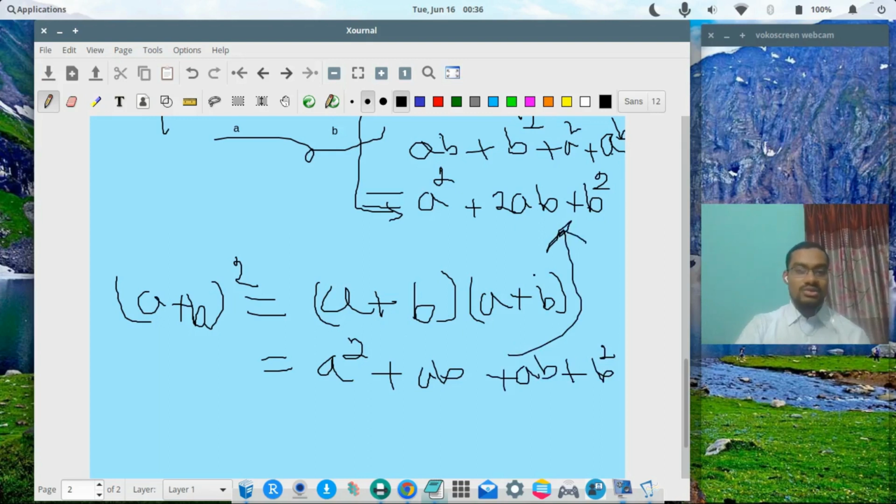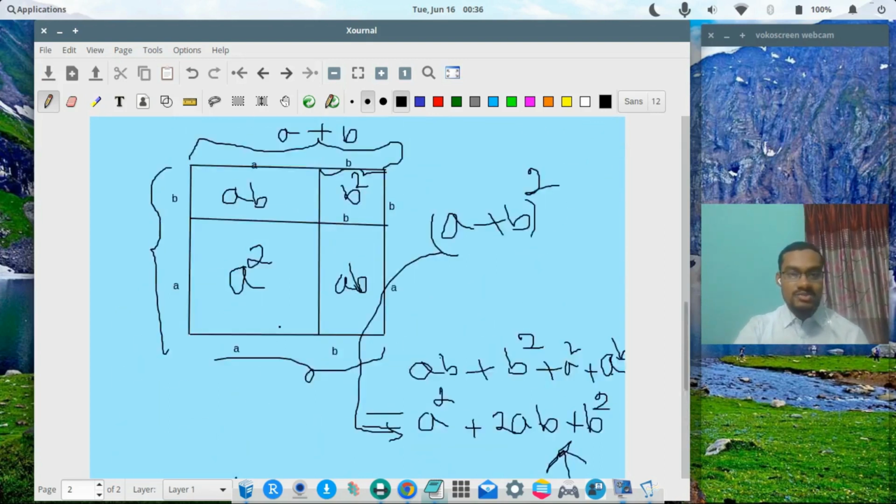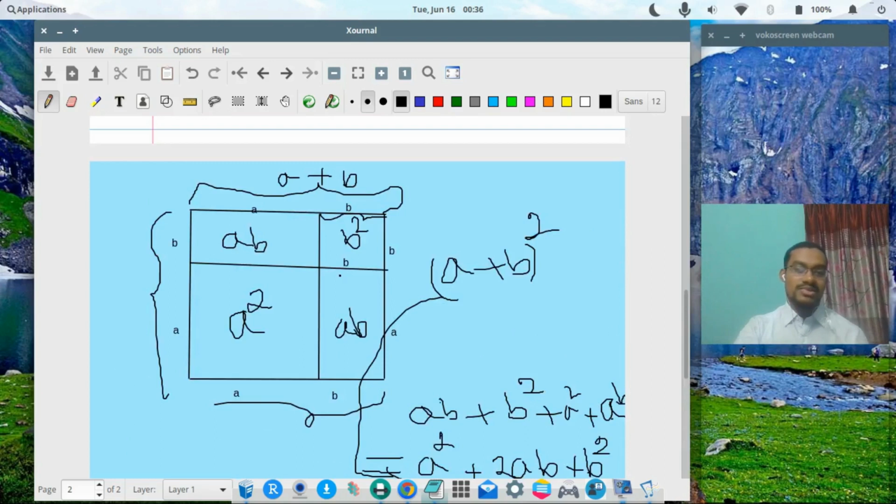So this is the algebraic explanation, and this was the geometric explanation of the simple formula (a + b)². And believe it or not, this formula is one of the most powerful equations in all of mathematics.